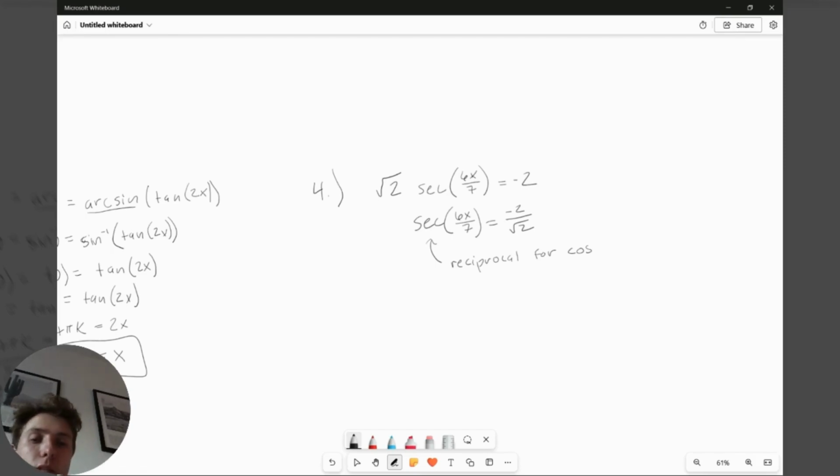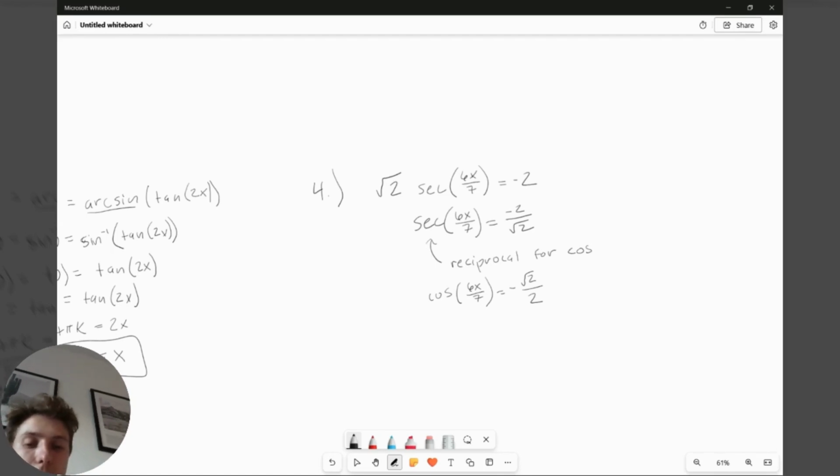So if I want to take the reciprocal of secant and change this into a cosine function, that works. Notice the inside of the function doesn't change. The reciprocal is the secant to cosine part. But if I take the reciprocal on the left side, I must also take the reciprocal on the right side. And that gives me negative root 2 over 2. So now really what I'm asking myself is, okay, what is the angle that gives us a cosine value of negative root 2 over 2?